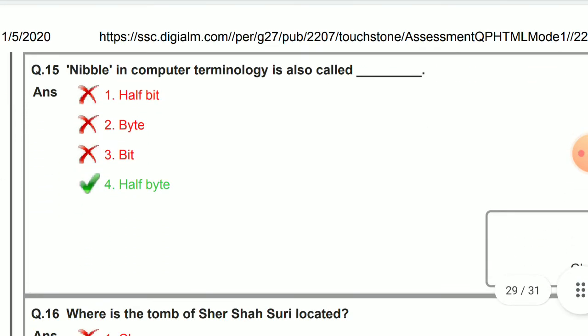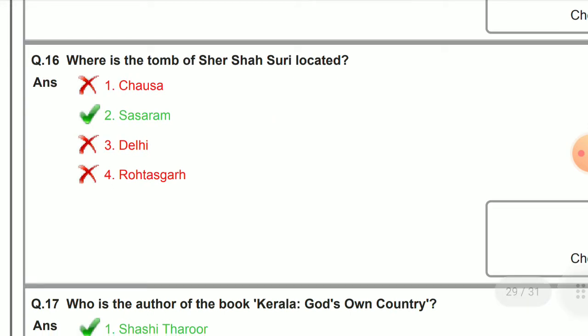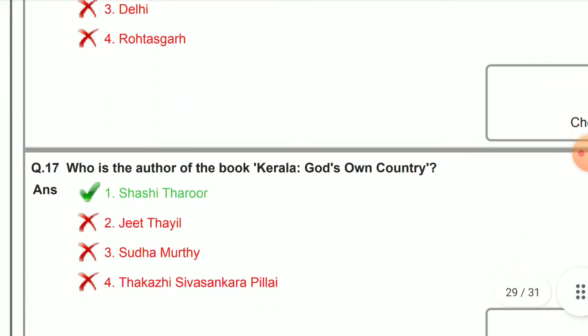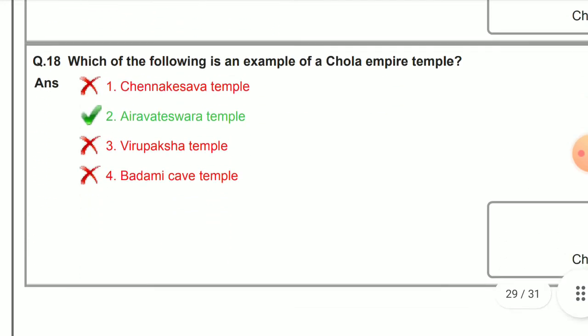Question number 15. Nibble in computer terminology is also called. Answer is half byte. Question number 16. Where is the tomb of Sher Shah Suri located? Answer is Sasaram. Question number 17. Who is the author of book Kerala, God's Own Country? Answer is Shashi Tharoor.